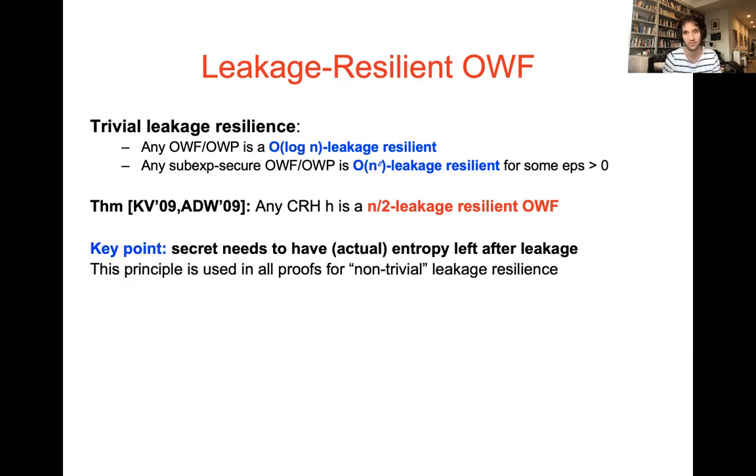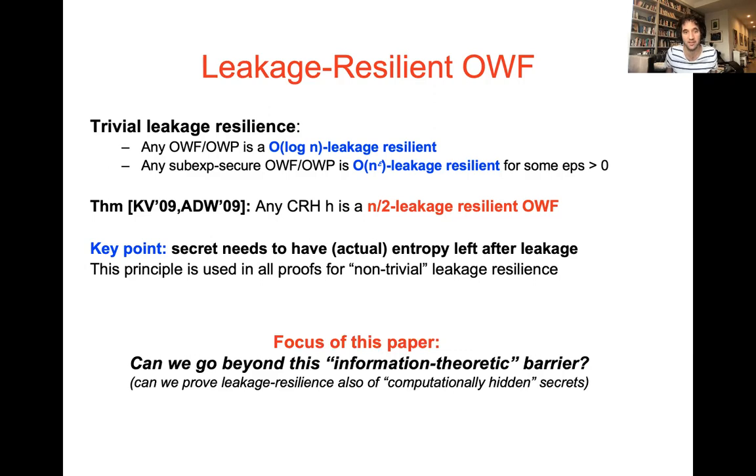I maybe went over that argument a little bit fast, but the key point that I want you to remember is that in order to go through with this proof, it's very important that the secret x has actual entropy left, and in fact, a lot of it, even after leakage. And this principle turns out to be kind of universal in the proofs that we use in order to prove leakage resilience beyond this type of trivial bounds, the above mentioned trivial bounds, this log-L bounds.